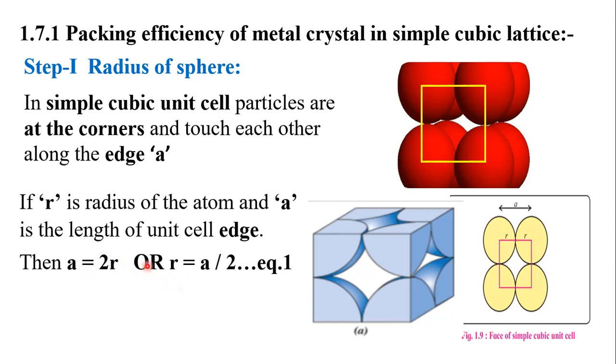Or if you rearrange this, then we get what? R is equal to A divided by 2, the edge length divided by 2. That is nothing but the radius of the sphere. So like this, from this formula we can calculate the radius of a sphere.